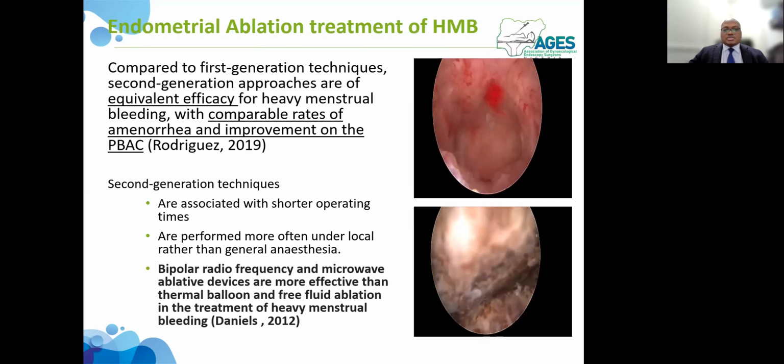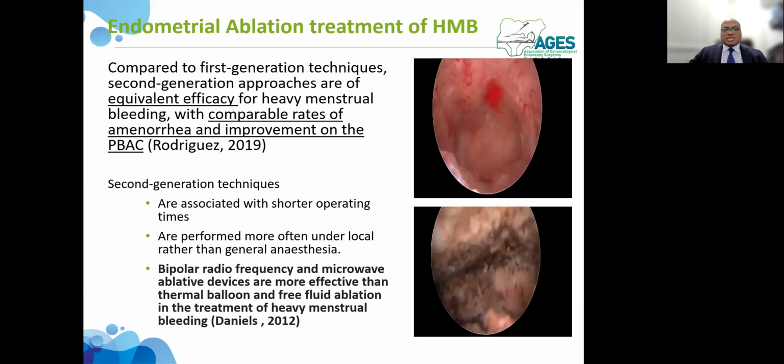Compared to first generation techniques, the second generation approaches are of equivalent efficacy for heavy menstrual bleeding, and they have a comparable rate when it comes to amenorrhea and improvement in pictorial blood assessment charts. The second generation techniques, however, are associated with shorter operating time and can be performed under local rather than general anesthesia, and of course in the outpatient setting.